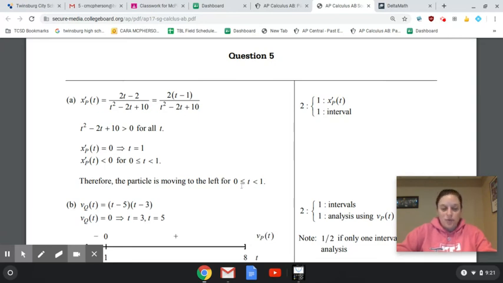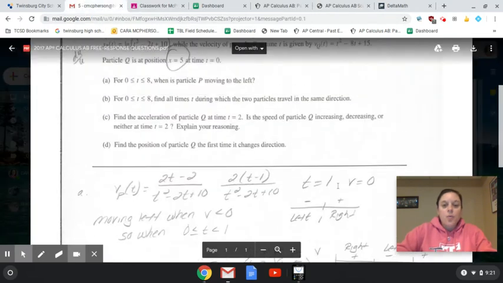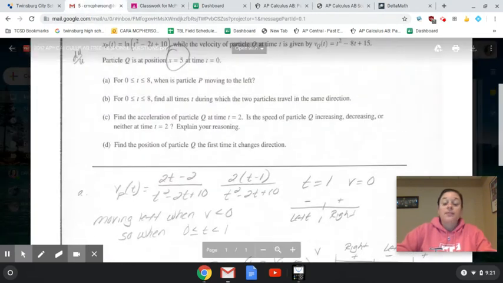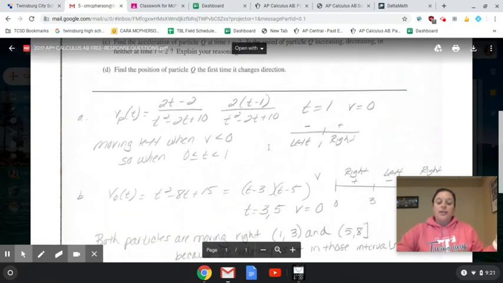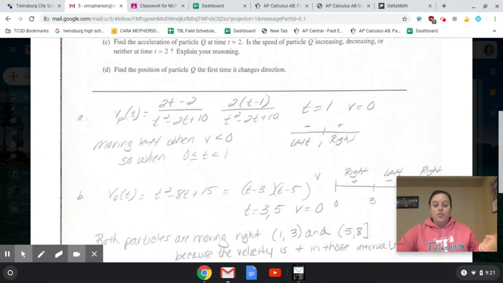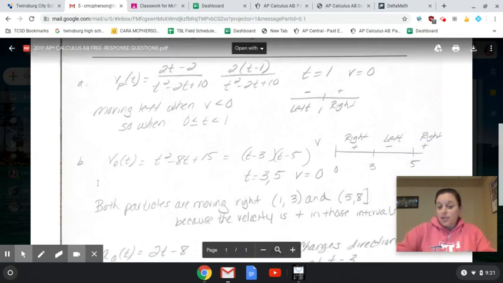And there's lots of ways you could write it. You could just write it in words. Then part B wanted to know when the two particles are going to be traveling in the same direction. So you already know what's going on with this particle P: it's moving left to start, and then at 1 it turns and starts going to the right. So then you do the same thing with B. They already gave you the velocity, so you don't need to derive this.